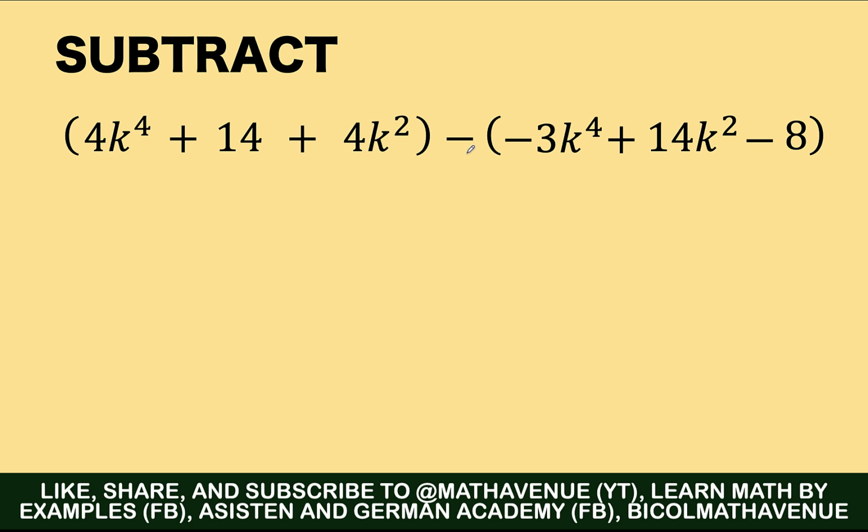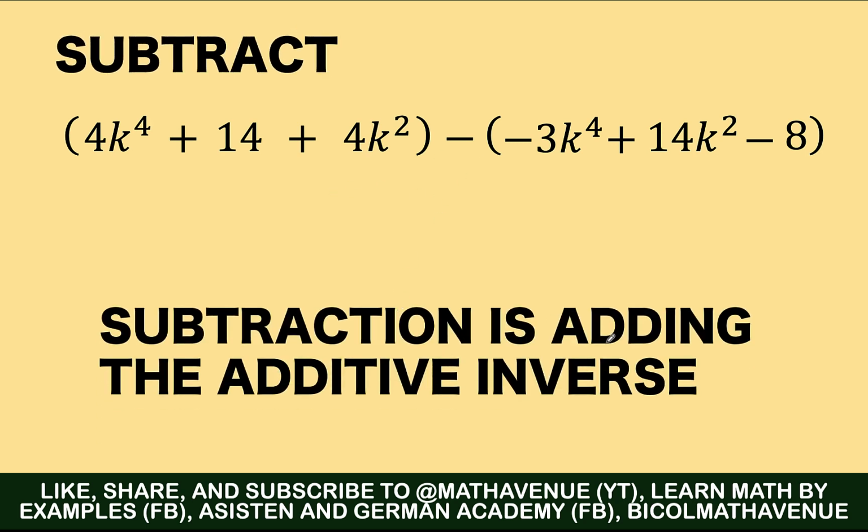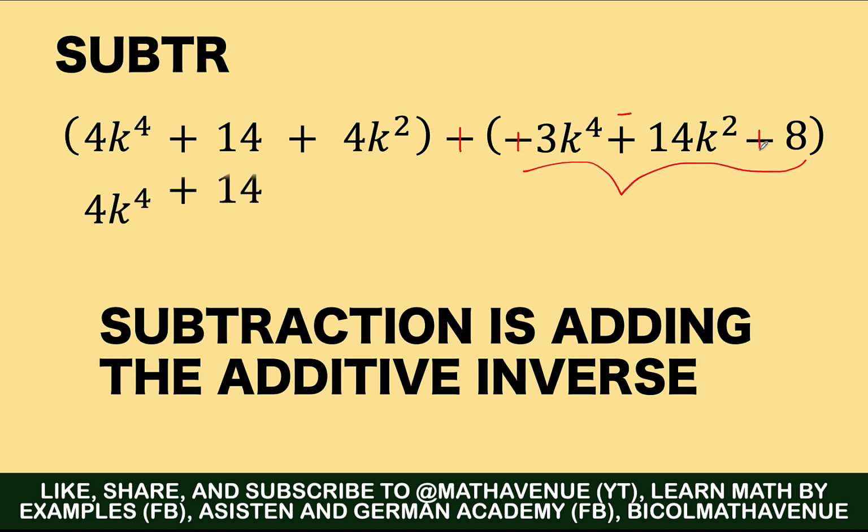And that additional step is to convert this problem into addition, because by definition, we know that subtraction is just the addition of the additive inverse. So if we make this subtraction into addition, we are going to get the additive inverses of all these terms inside this parenthesis. So this negative becomes positive, this positive becomes negative, and this negative becomes positive. So this is now how this problem looks like.